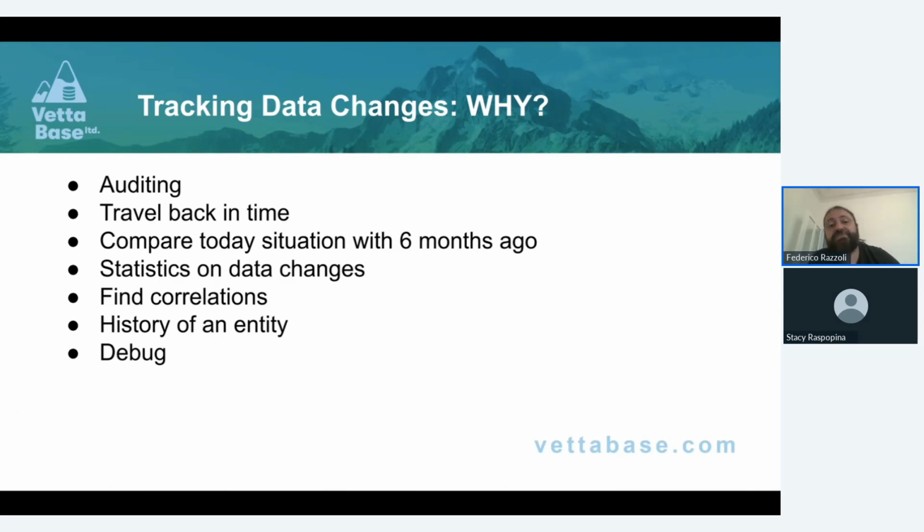We can find correlations between data, for example. Well, this is a bit more complex. I won't show this in the webinar, but we could, for example, find out that we are selling less services because we are investing less in marketing. And we can check the history of an entity, for example, the history of our relationship with the customer, the history of our products or employees or whatever.